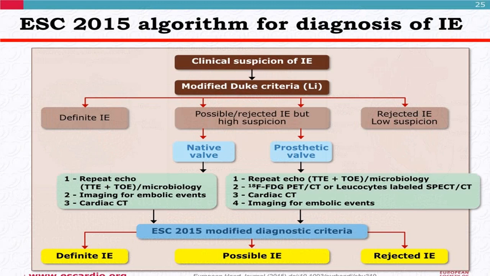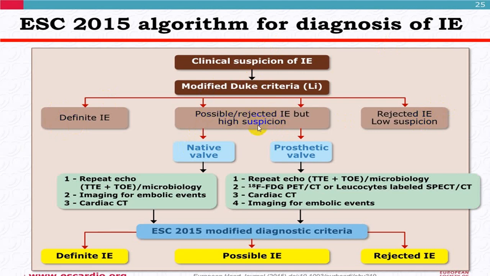In 2015, there was an algorithm put forward for the diagnosis of infective endocarditis: if there is a suspicion, you utilize the modified Duke's criteria, and after using that, you put them into a definite group, possible or rejected group, or purely rejected group with low suspicion. Here it is rejected but with high suspicion.